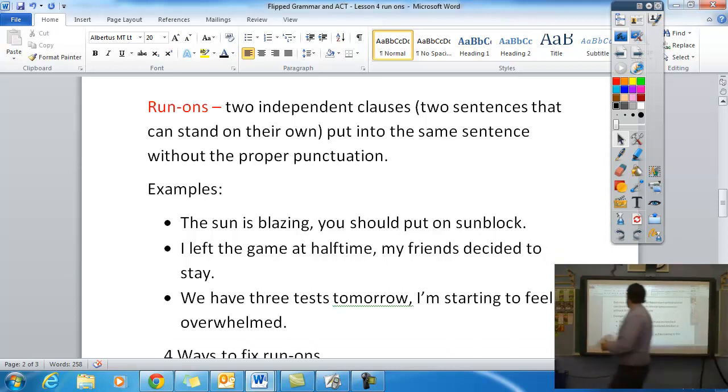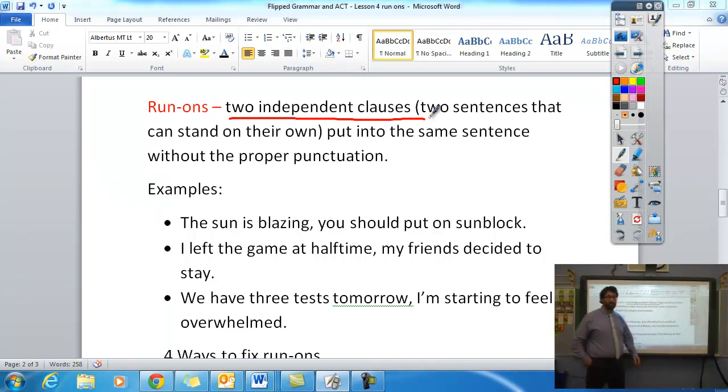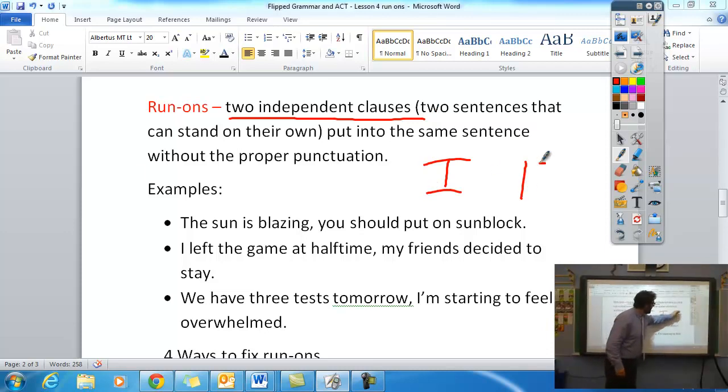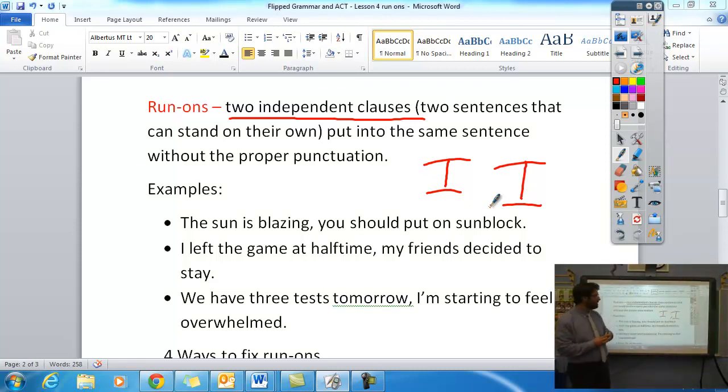Okay, so run-ons. This is what a run-on is. A run-on is when you have 2 independent clauses. So remember, 2 sentences that can stand on their own. Remember, an independent clause can be its own sentence. So when you've got 2 independent clauses, and you try to put them together in the same sentence without the right punctuation, you guys do this all the time. You take one sentence that could be on its own and another sentence that could be on its own, and you try to put it together in the same sentence.